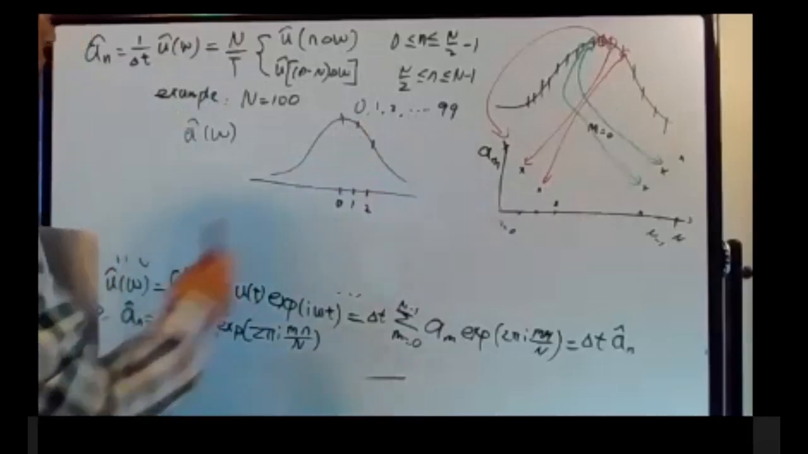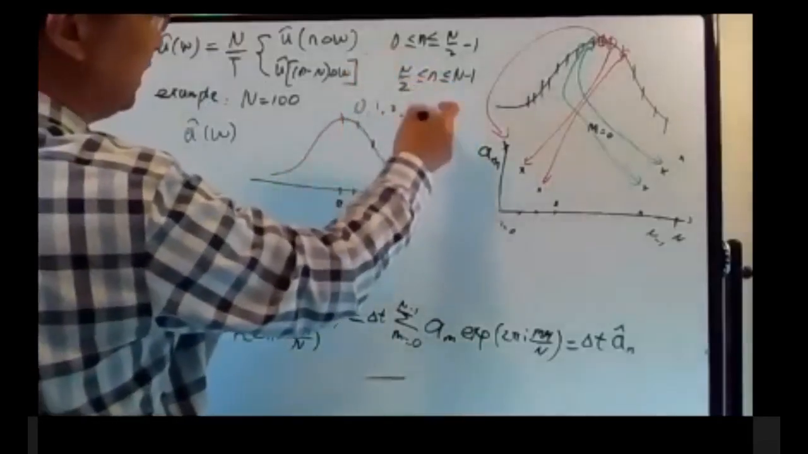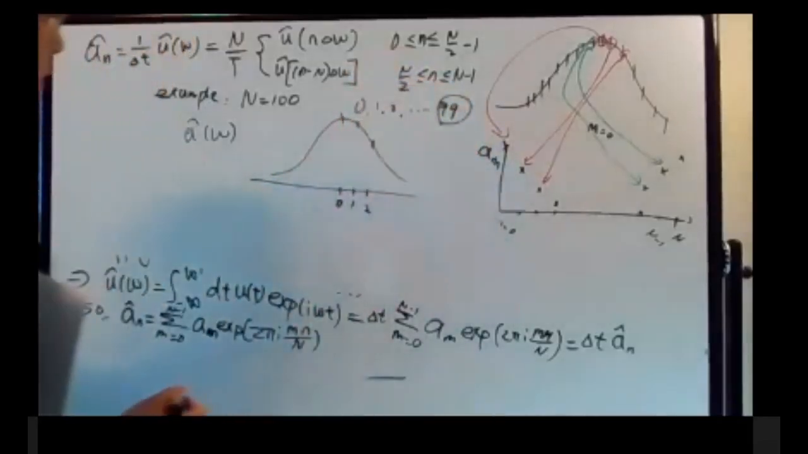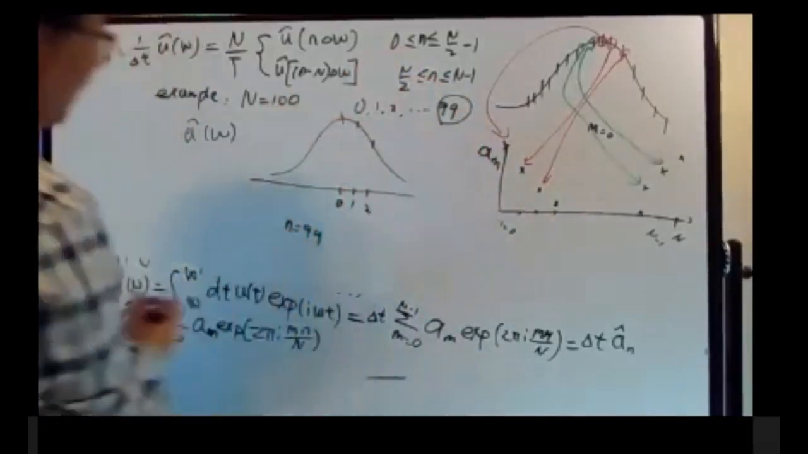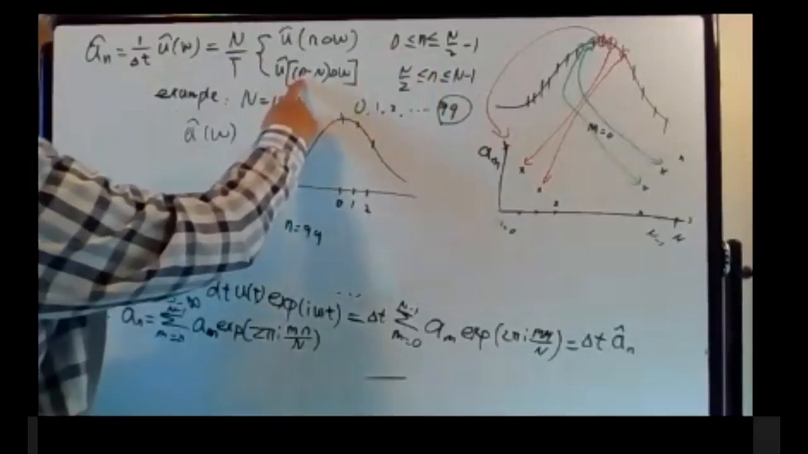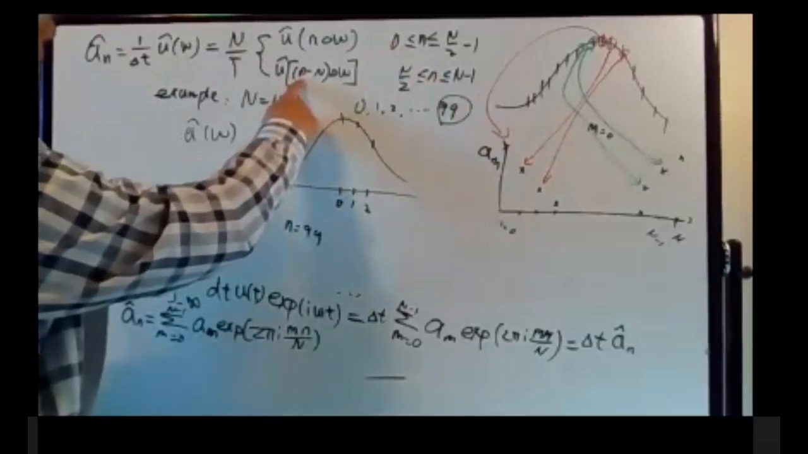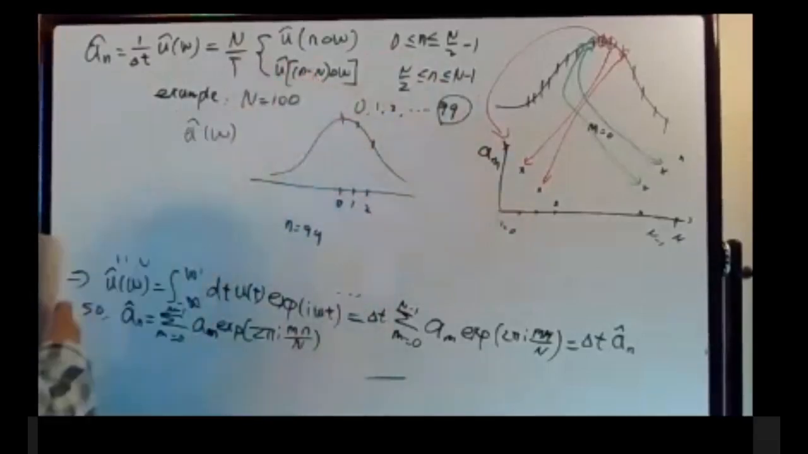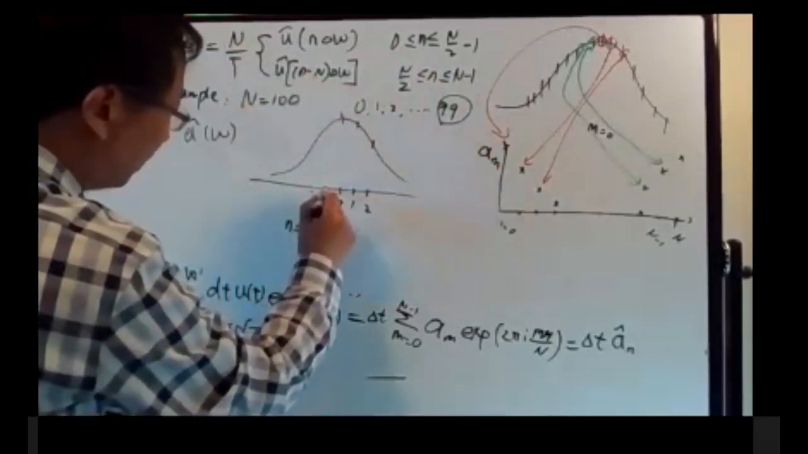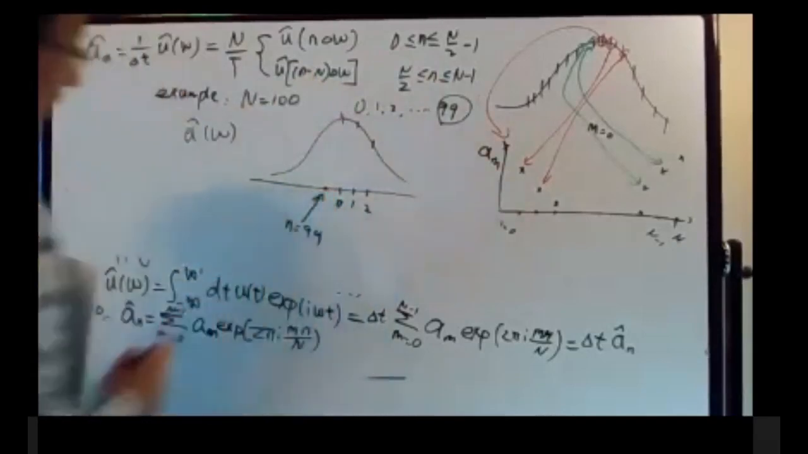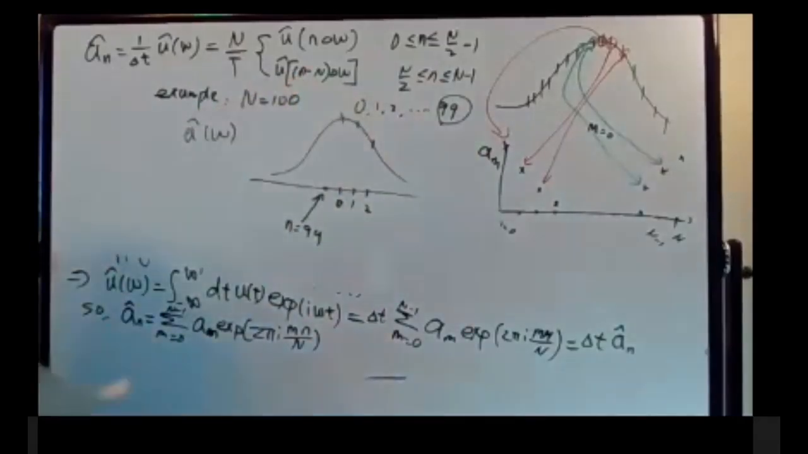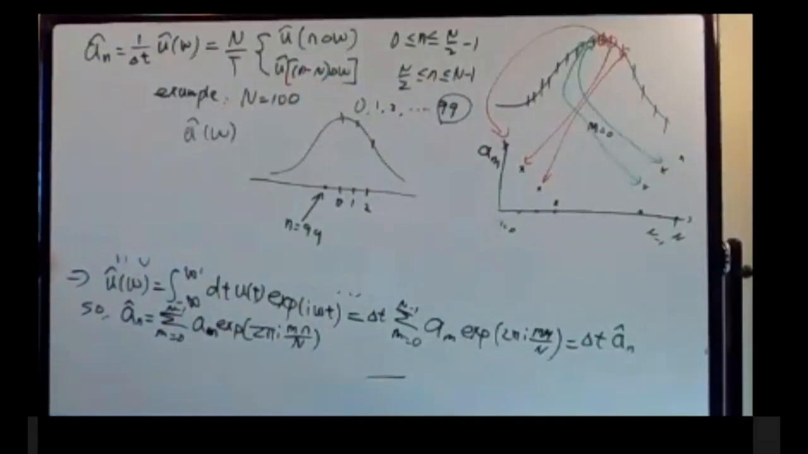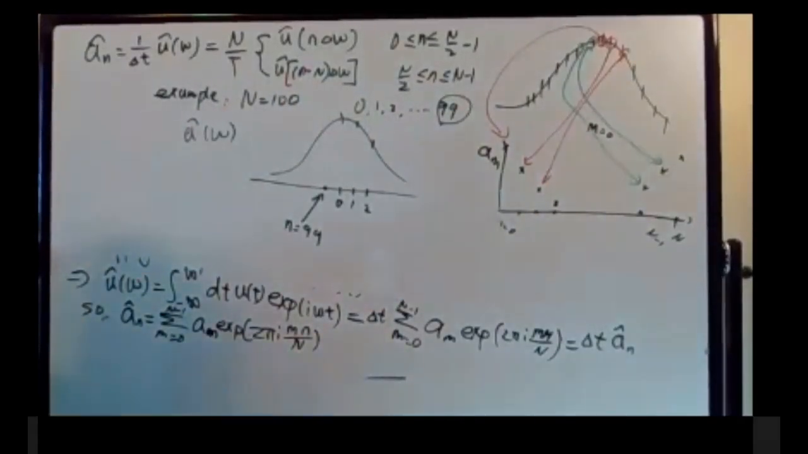But now when n is 99, 99 minus 100 is negative 1. So this point corresponding to n is 99. That's why we use this equation.